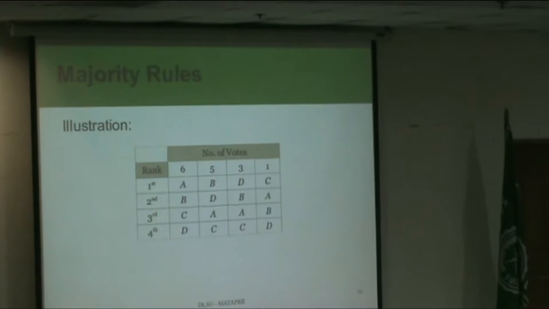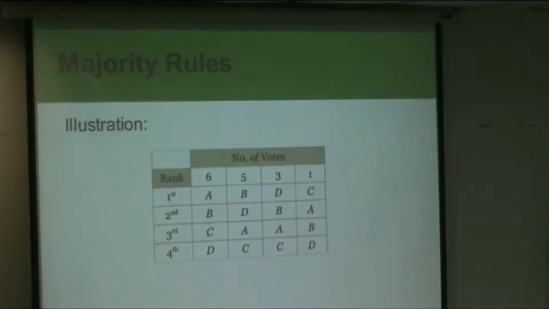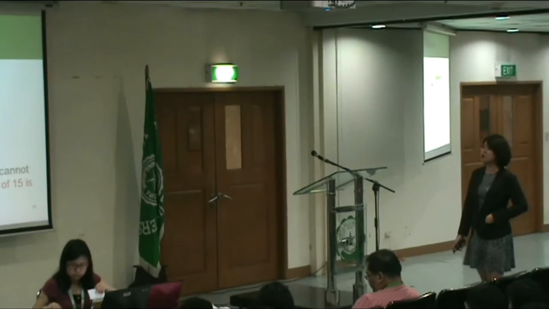But if you look at the first place rank, there's no candidate here. The highest is just 6, and it did not reach the majority vote. So that means for this election, there will be no winner by the majority vote. Okay.